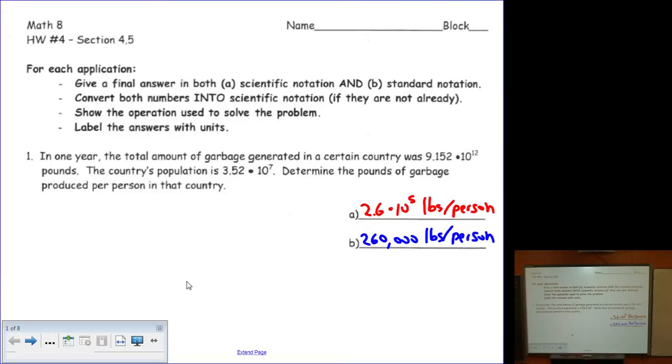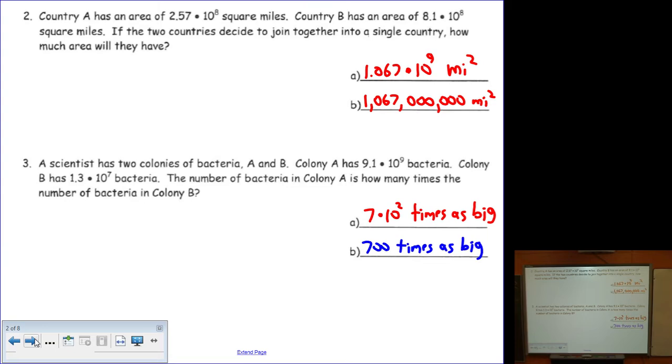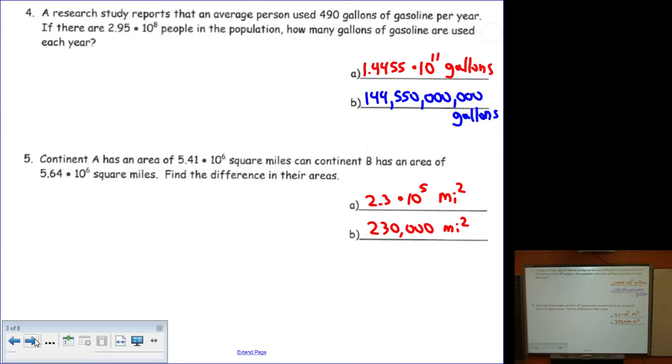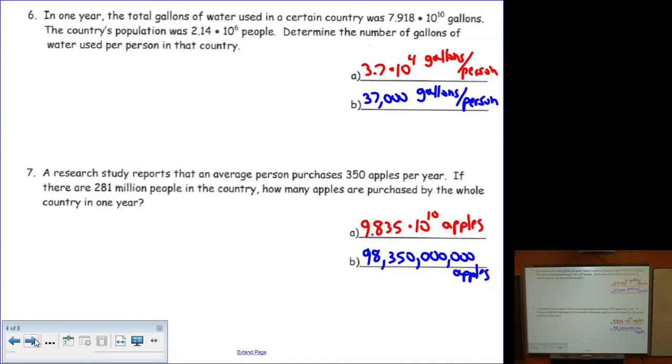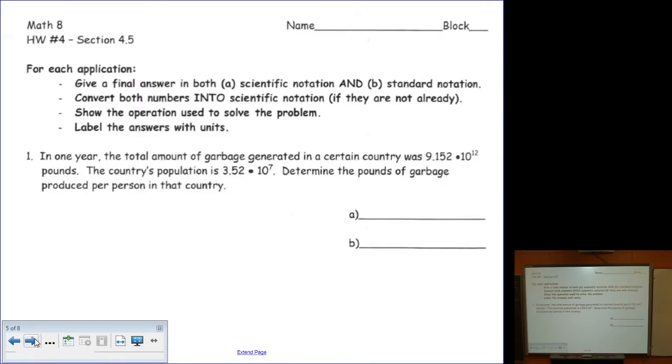All right, here are the answers to homework number 4. Check them out. Make sure you put the commas into the big numbers. Make sure you put the commas into your large numbers. All right, here we go.